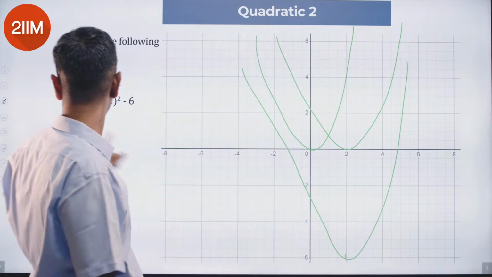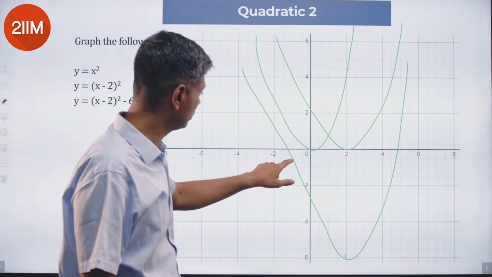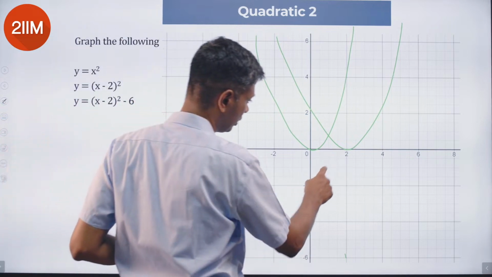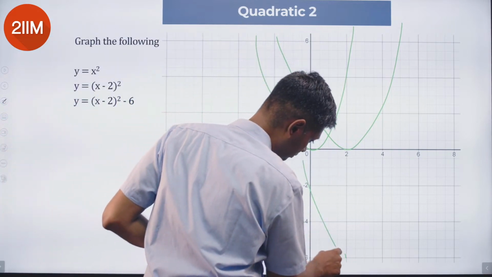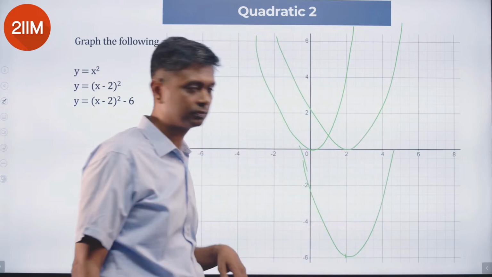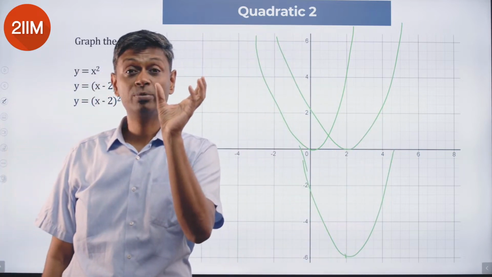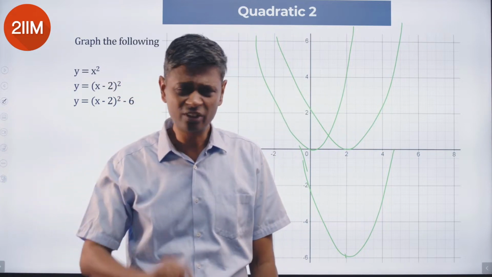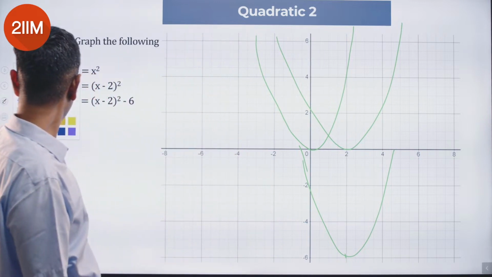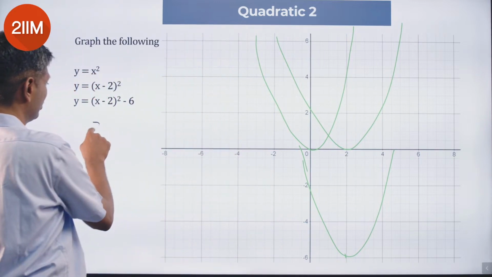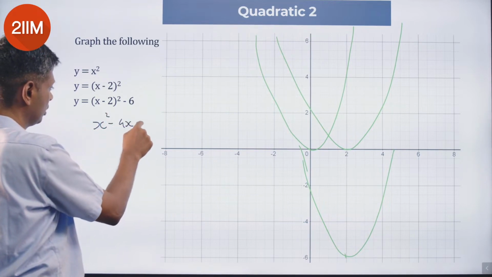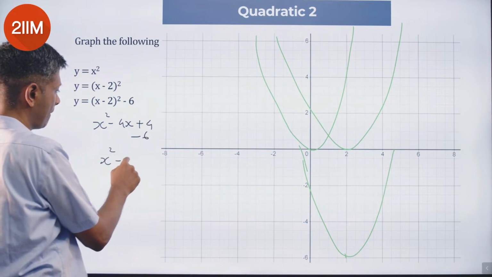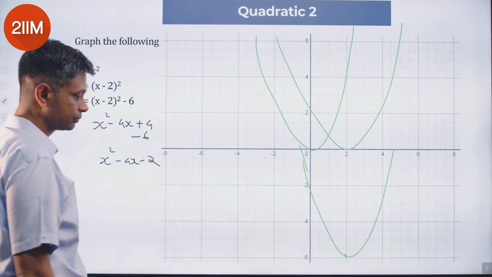My graph is not looking too good. I'm going to see if we can erase this one. Redraw it. So here, Y equal to x square, I have x minus 2 whole square shifted to the right. X minus 2 whole square minus 6 is pushed down. Which is nice because I want to expand this. What is this? This is x square minus 4x plus 4 minus 6. X square minus 4x minus 2.